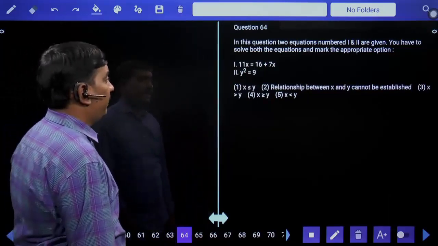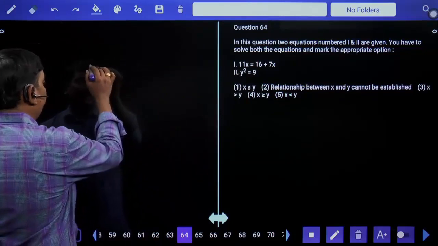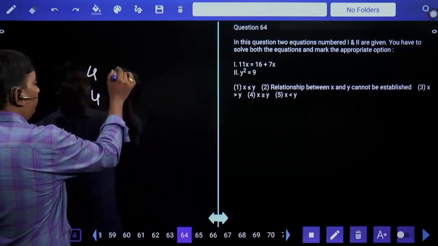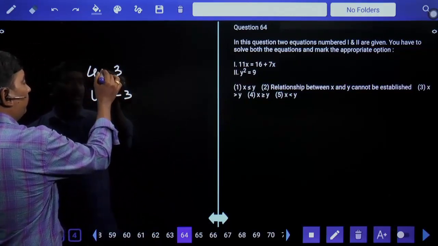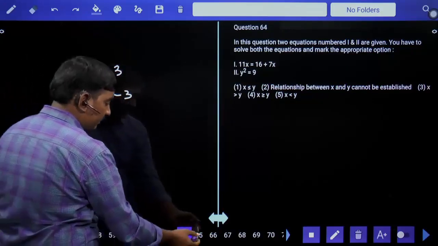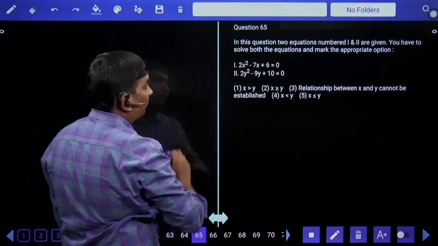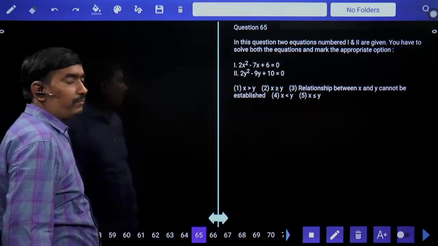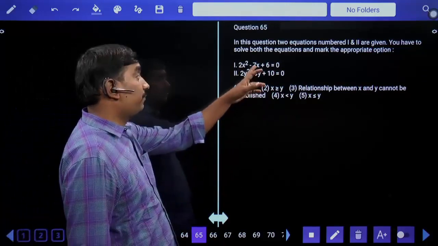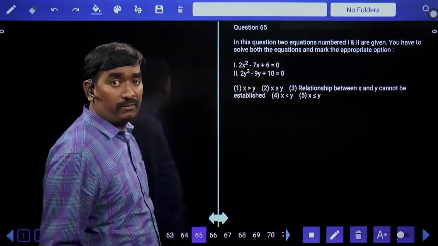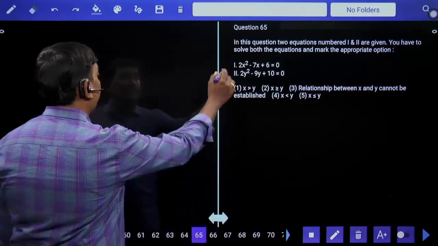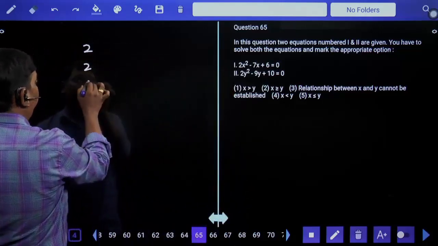11x minus 7x, 4x is equal to 16, x is equal to 4, y is equal to plus or minus 3, x greater than y. 6 2s are 12, 4 3s are 12. Minus 4 minus 3 will give us minus 7. Finally, plus 4 plus 3. 4 by 2 means 2. 3 by 2.